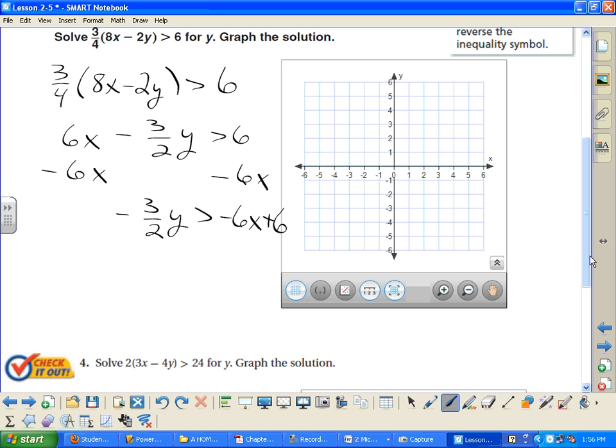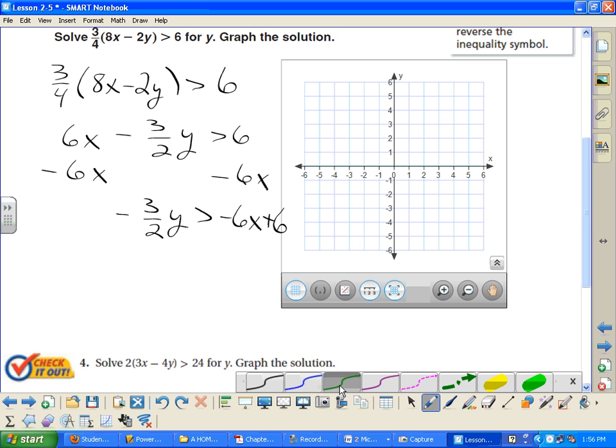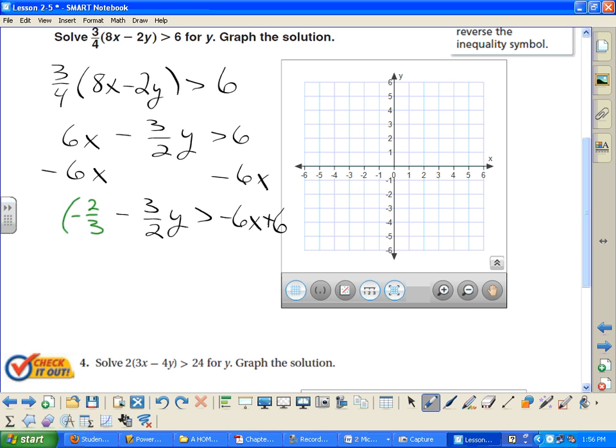Okay. And then how do I get rid of this negative 3/2 then? Okay. All right, we're going to multiply by the reciprocal. All right, so we're going to multiply both sides by negative 2/3. So we get y. And since we're multiplying or dividing by a negative, that means we're going to change the direction of the inequality. So negative 2/3 times negative 6 means we're going to have a positive 4x plus 4.